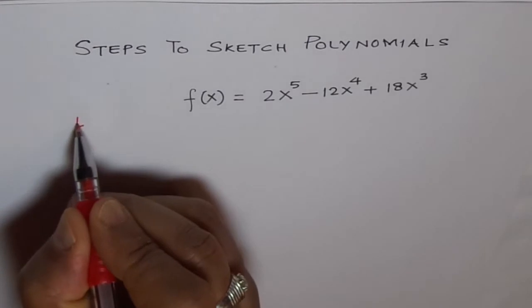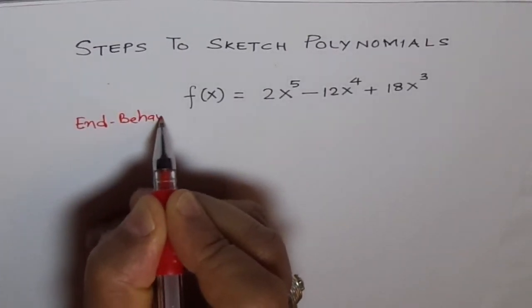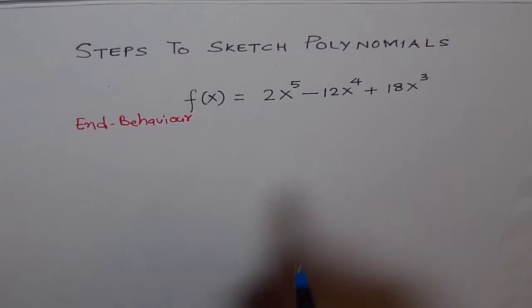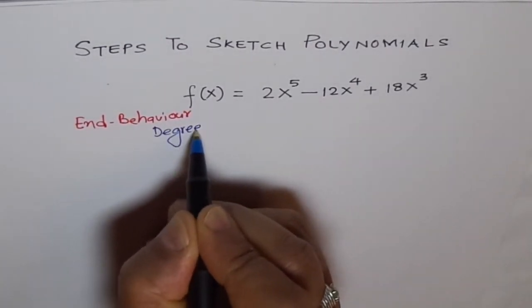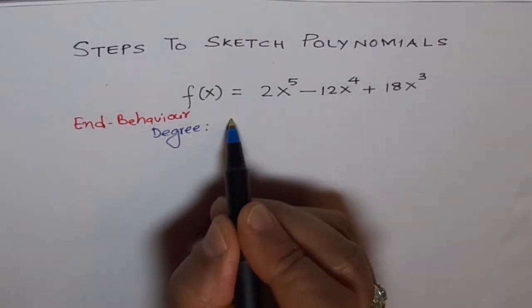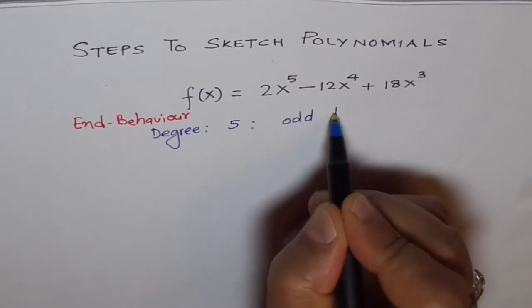So what is the end behavior here? For that, we will check two things: one, degree, and second, order. So what is the degree here? Degree of the function is the highest degree. Highest is 5, so degree is 5. 5 makes it an odd degree function. Is it okay?